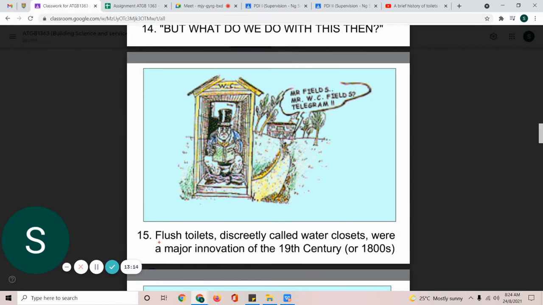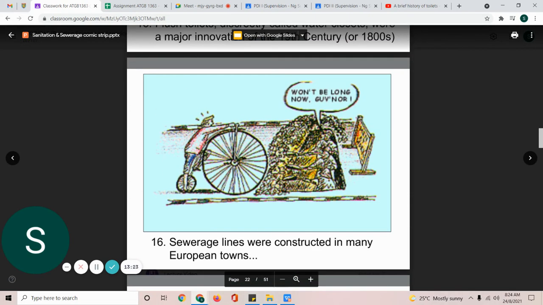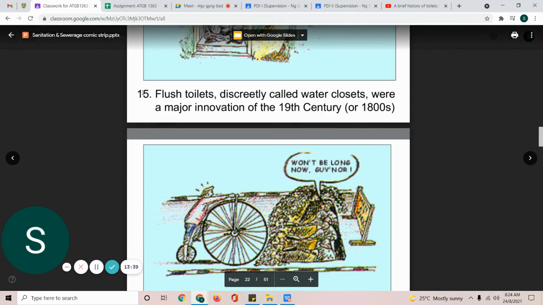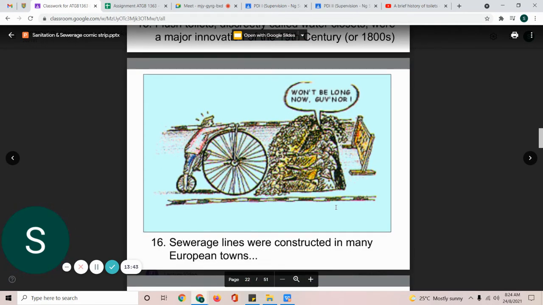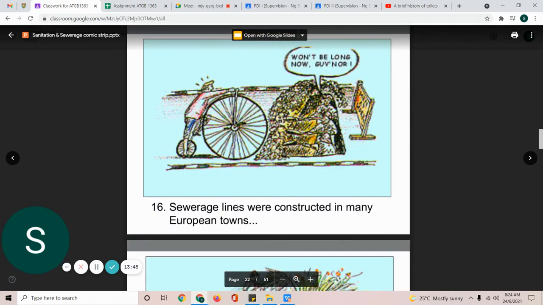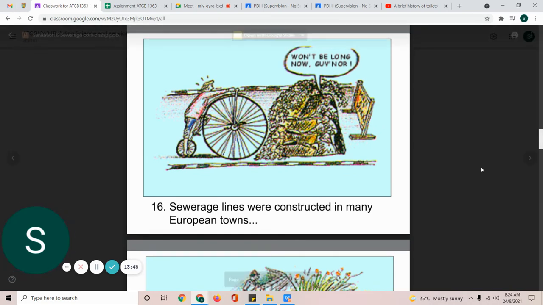So a new invention is made. We have a flush toilet, a new appliance to install in everyone's house if they can afford it, and then sewage lines start to be laid all around the city. Because we have a flush toilet and we start to lay sewage lines, we have a connection. In each house we can have a toilet, and then we have a line going out.